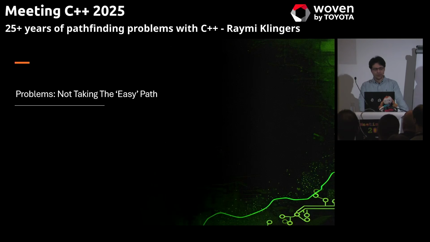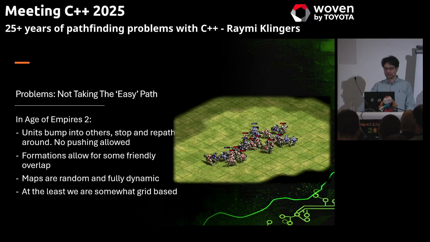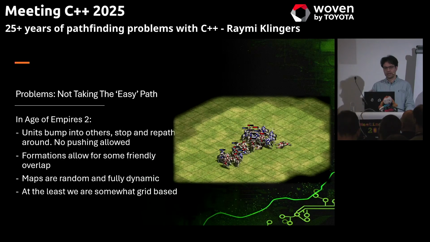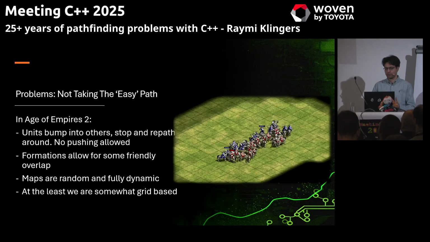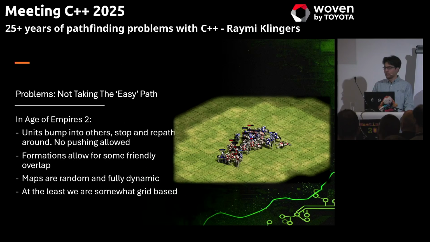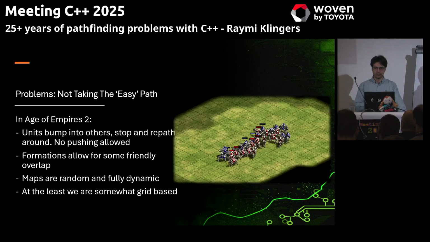Then the next problem. Unfortunately, Age of Empires pathfinding is not taking the easy path. Now, it's really easy path, like what is pathfinding, what is easy, what is hard. Well, in Age of Empires 2, units bump into other units. They stop, they repath, and they basically try to go around it, and they just repeat this until they reach their target or goal. We do not allow for pushing. We also do not allow for overlap, with the exception of formations. Formations allow overlap between friendly units inside that formation.